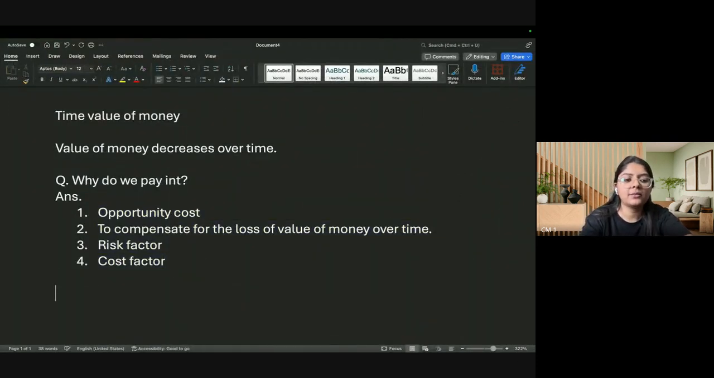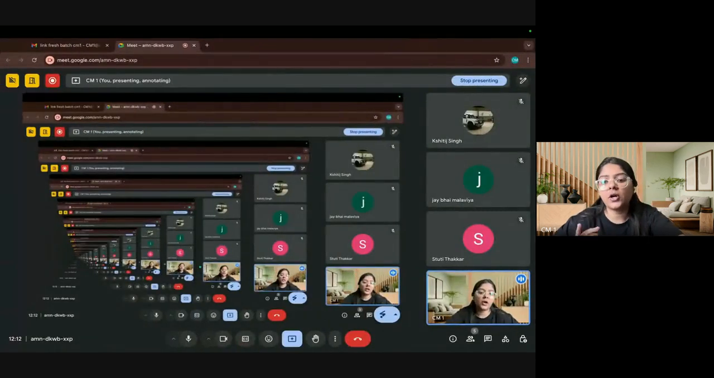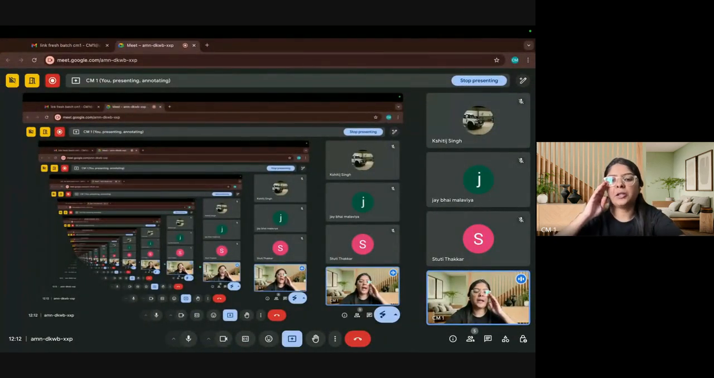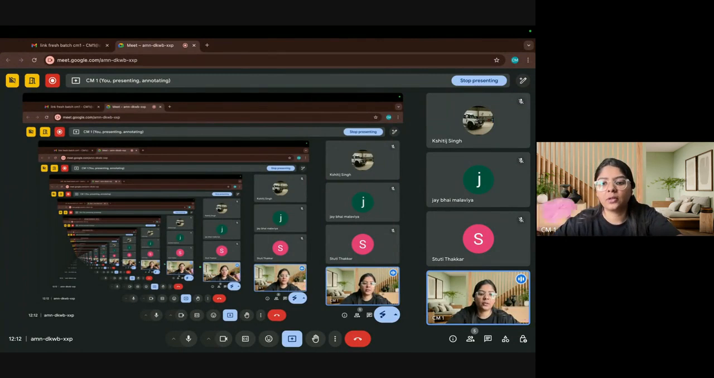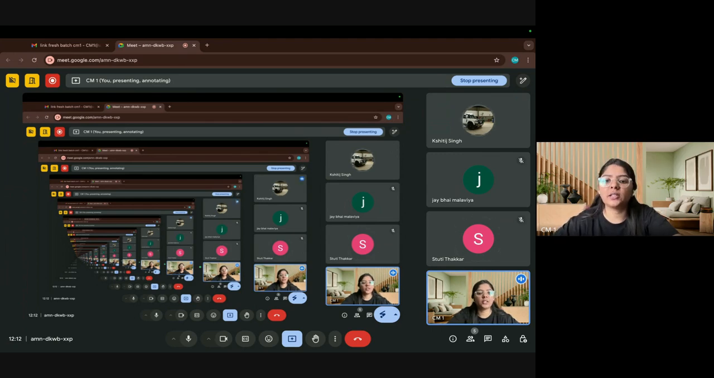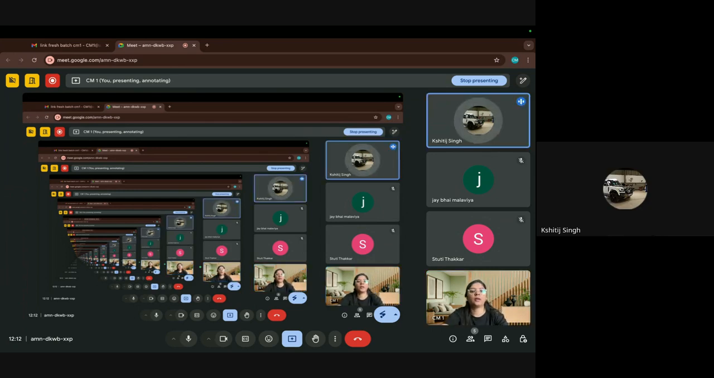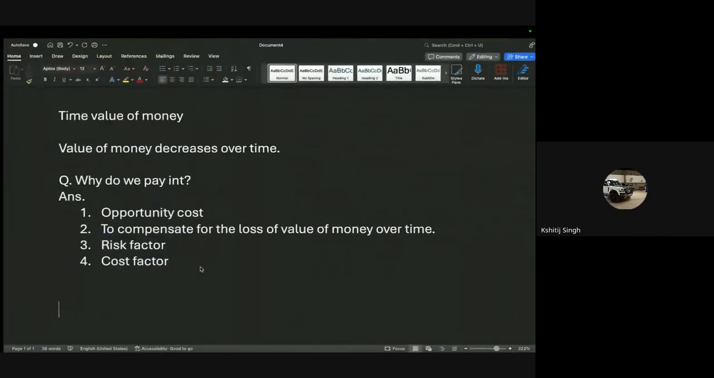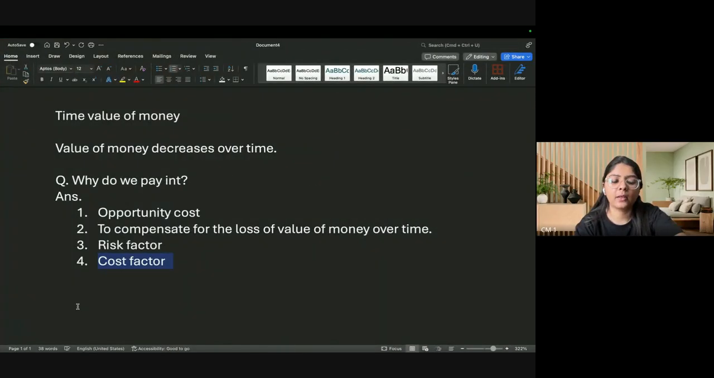Why do we pay interest? Opportunity cost, risk factor, cost factor, and due to the time value of money concept. All of it is clear? Yes, ma'am. Any doubts in any of the points, Kshitij, Shruti? Can you please explain the last point again? This cost factor. Okay. Yes, ma'am.